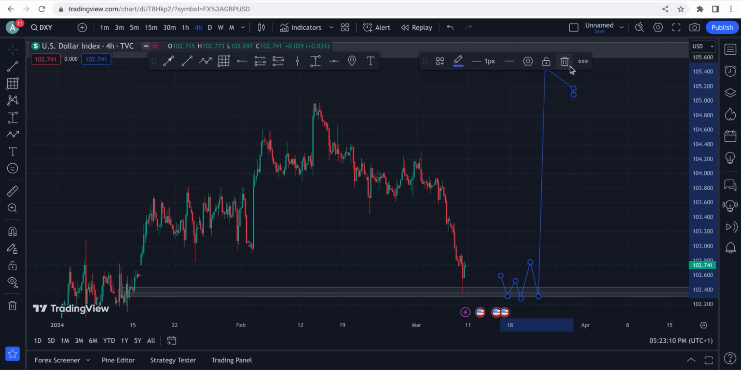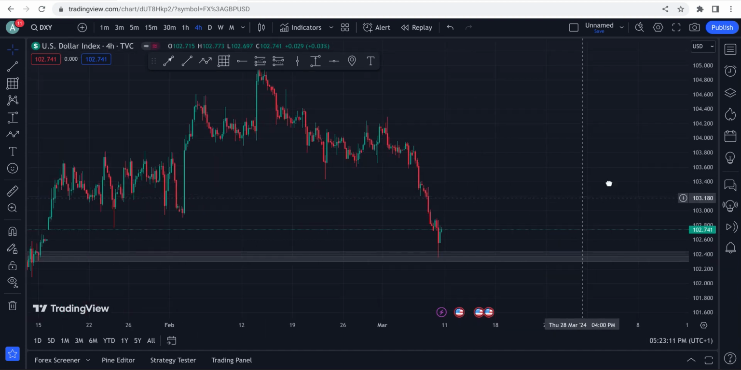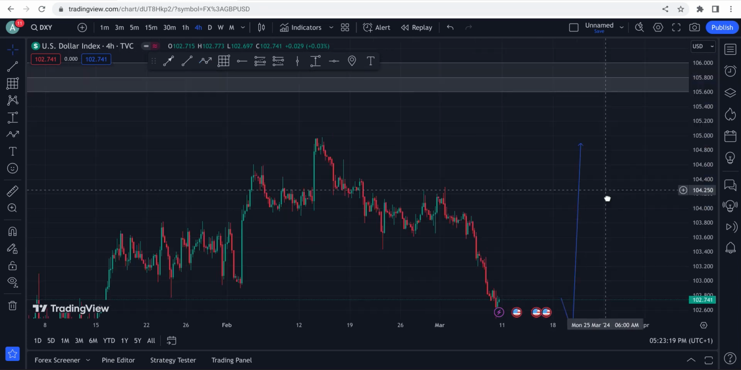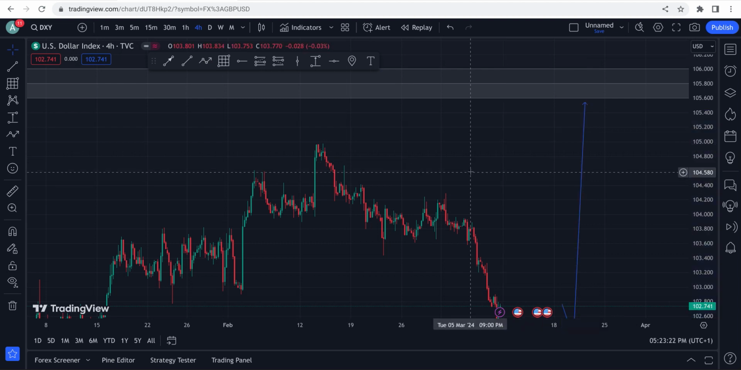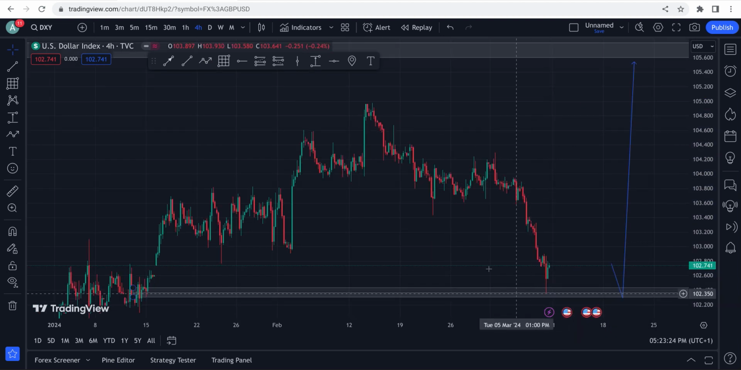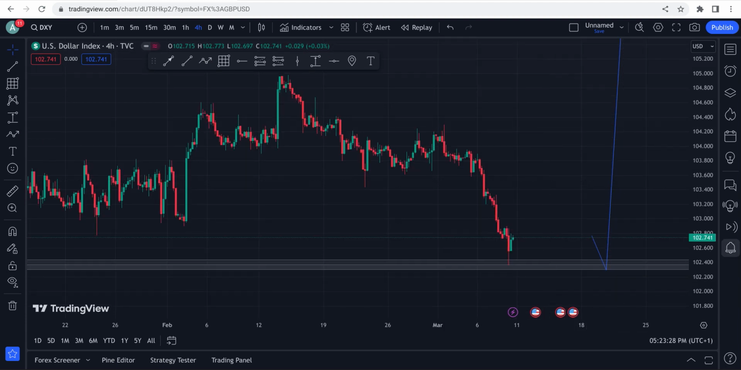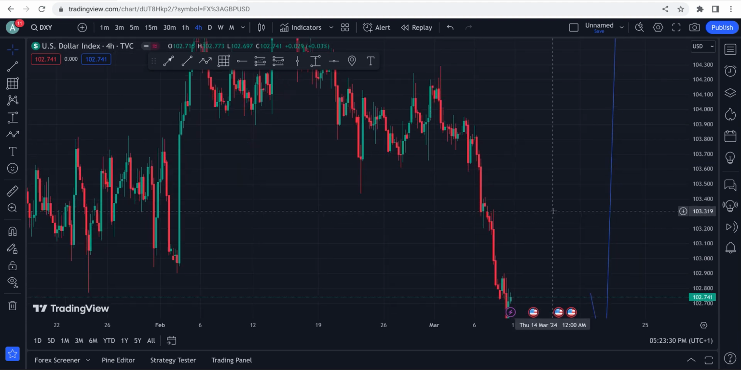Alright. So I'm expecting long on DXY. I'm expecting price to move long from here to here. For the confirmation on DXY, this will be the confirmation.